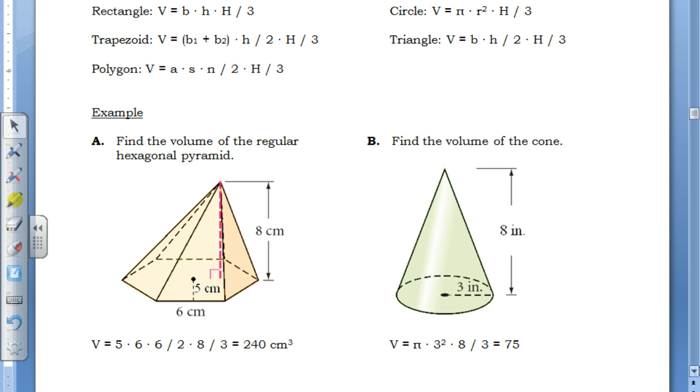And using the pi button on my calculator, I get 75.4 cubic inches. Using 3.14 instead of the pi button, I get 75.4. Same answer.